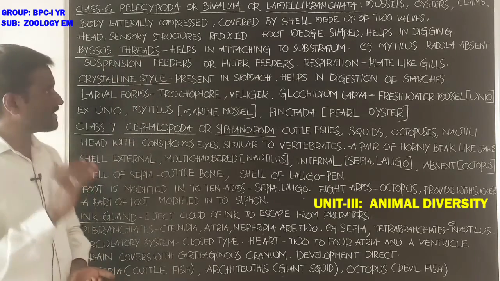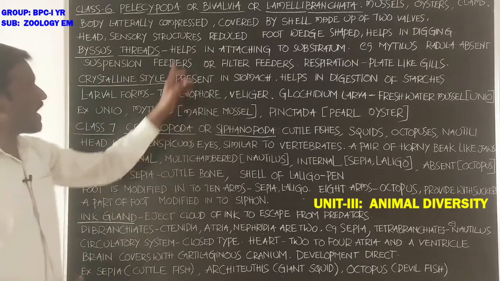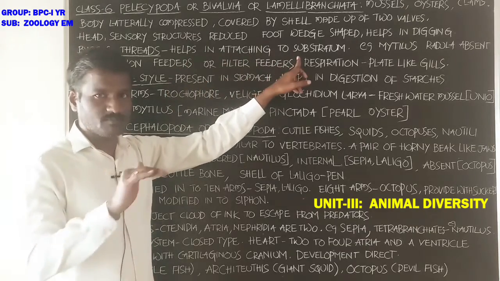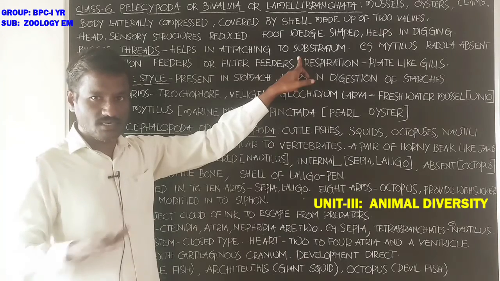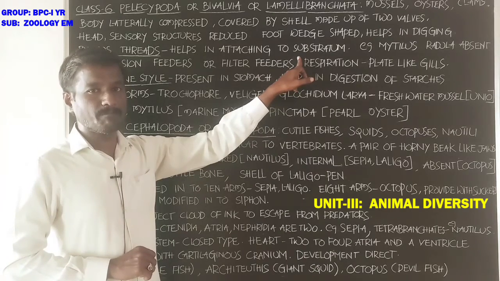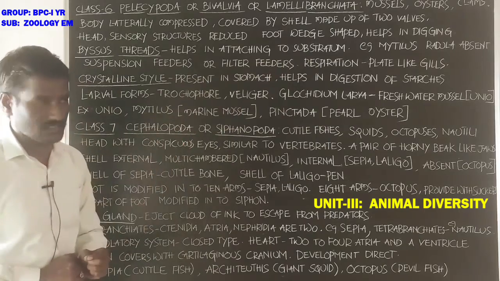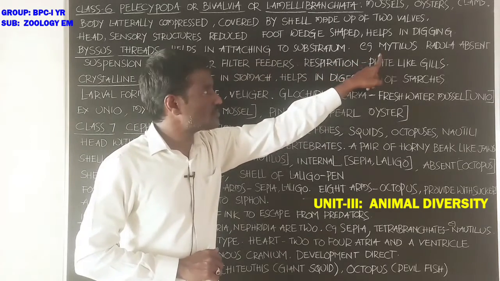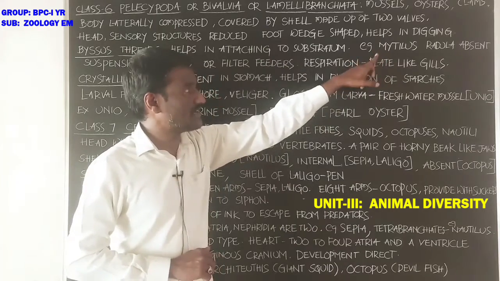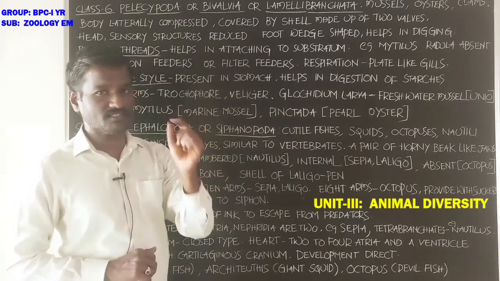Next, another unique feature, that is byssus threads. Byssus threads present in these animals help in attaching to the substratum. These animals attach to the substratum by the byssus threads. Byssus threads are present in Mytilus, the marine mussel.